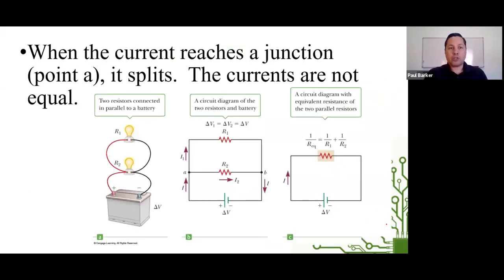When the current reaches a junction point, for example junction point A, let me put an arrow up to it on the diagram, that current will split. So now we have current 1 and current 2. Now the currents may or may not be equal. Usually they're not equal. If both resistors are of the same resistance, then the currents will be the same. But likely the two resistors will not match, so therefore the two currents will also not match.